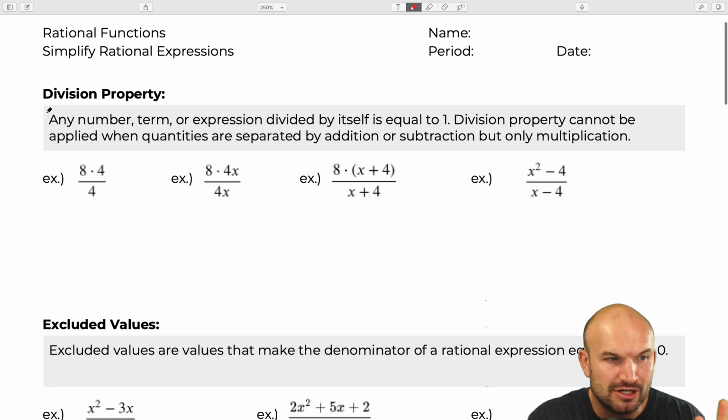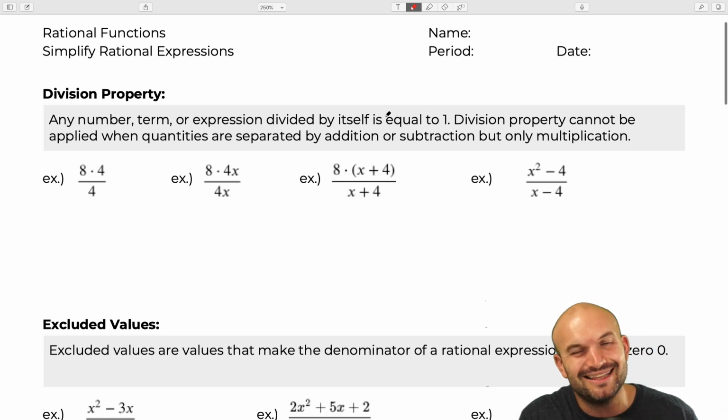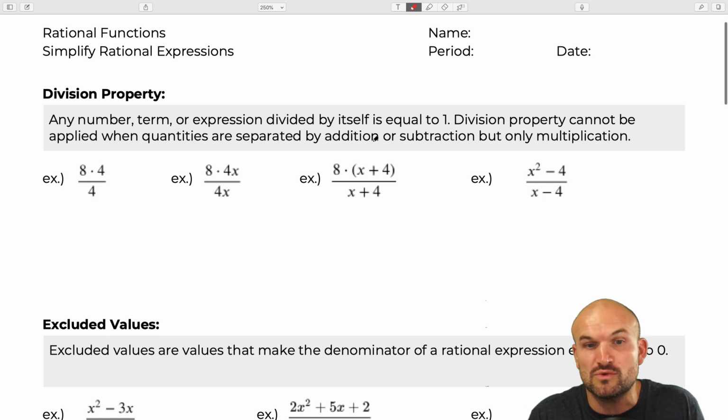So just a quick reminder, again, going through this division property, any number, term, or expression, when divided by itself, is going to be equal to 1, okay? A lot of times, students or even teachers will use the word cancel out, but that's not really true. It's actually just being divided by itself, all right?